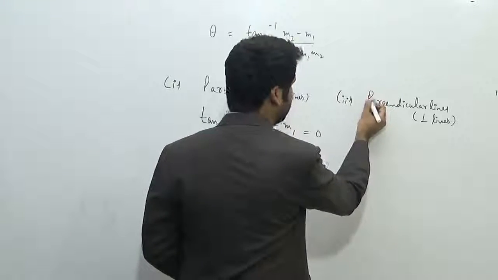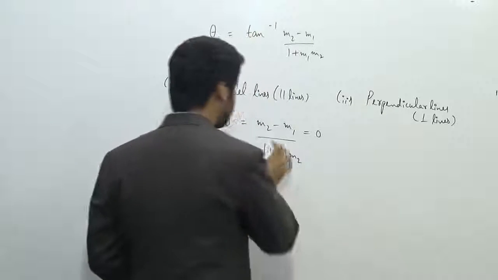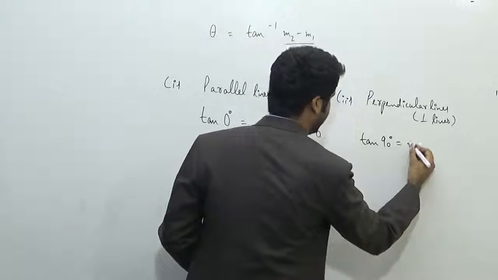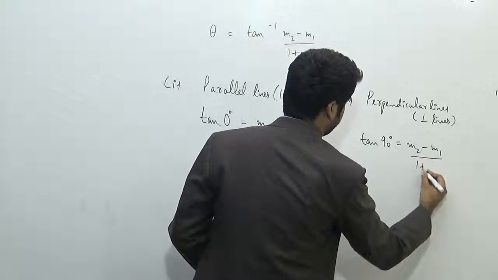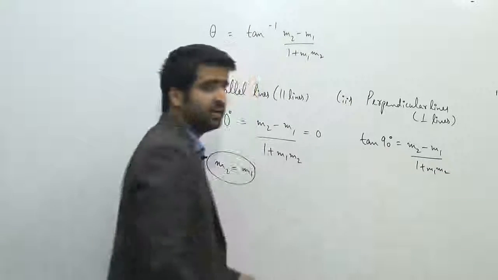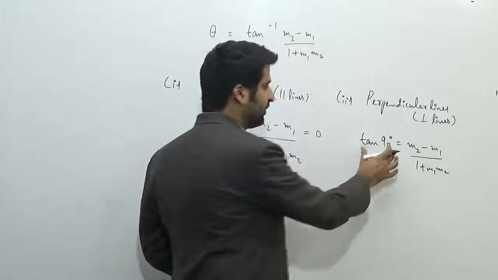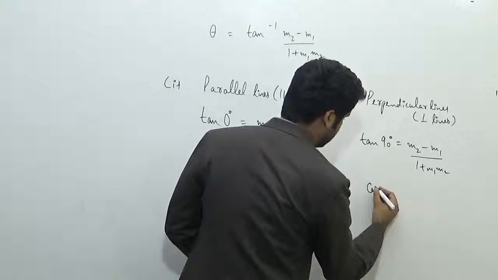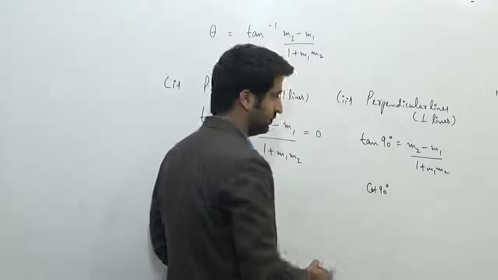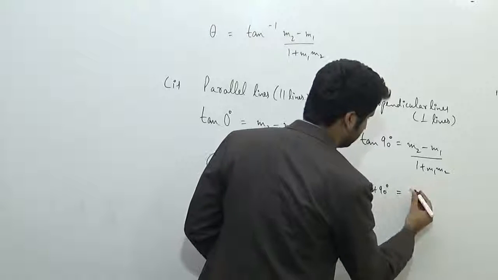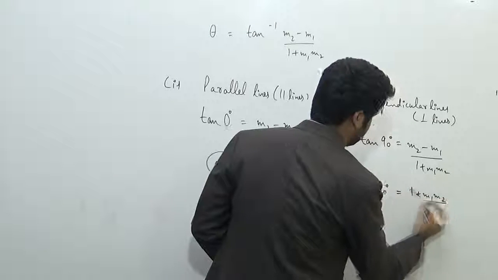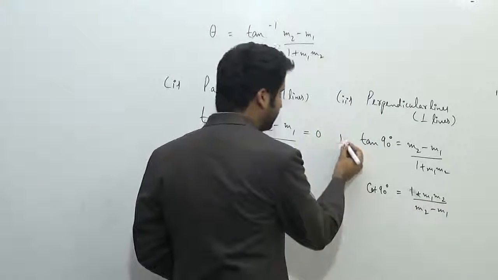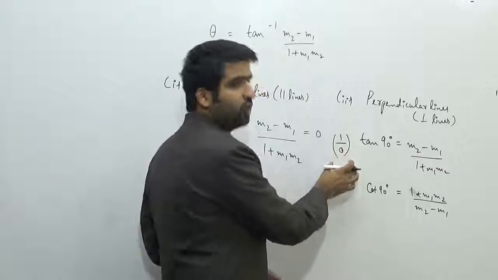Now we'll try to deduce this result for perpendicular lines. In the case of perpendicular lines, we have tan 90 equal to (m2 minus m1) upon (1 plus m1 m2). Now we know the value of tan 90 is not defined; it comes out to be 1 upon 0. We'll not see it that way. What we can do is calculate the value of cot 90 degrees, which will be equal to (1 plus m1 m2) upon (m2 minus m1). I am doing this because 1 upon 0 is not defined, and we don't operate on this.